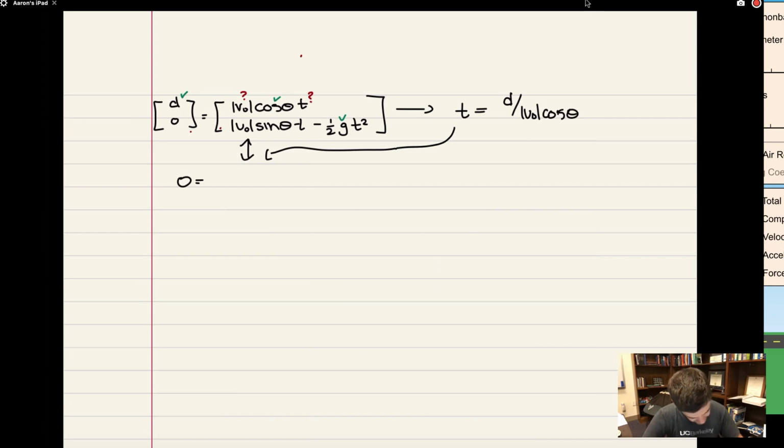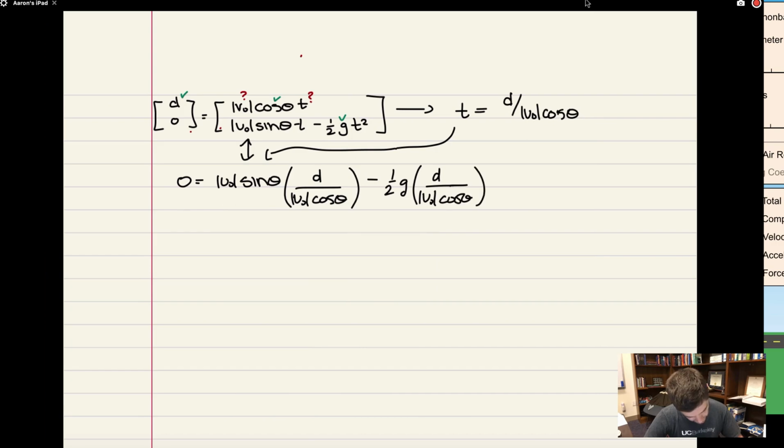So then that was 0 equals v0 sine of theta times t, but instead of t, I write d over v0 cosine, minus 1/2 g t squared, but instead of t, d over v0 cosine, all squared. Yikes. So let us try to see if we can simplify this.